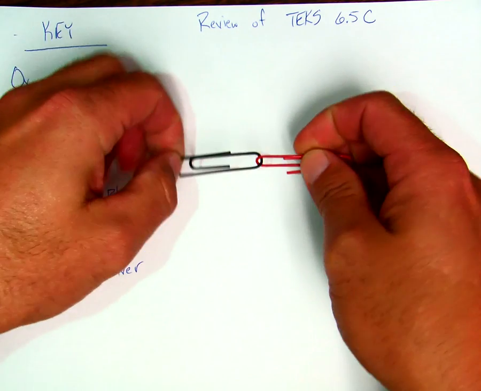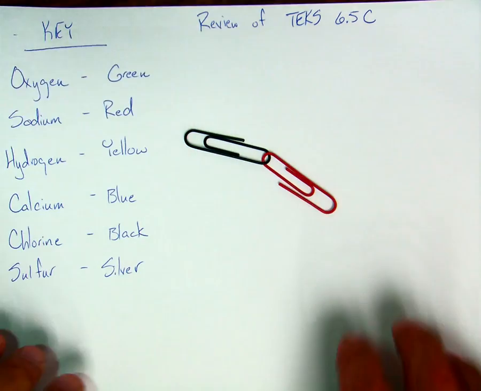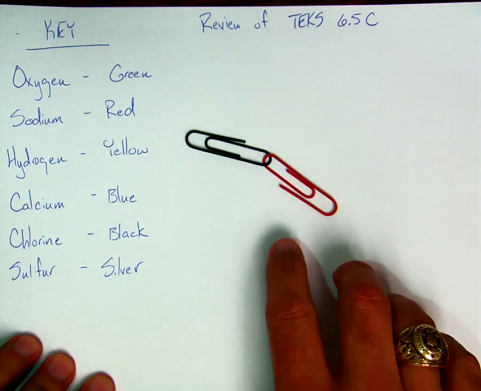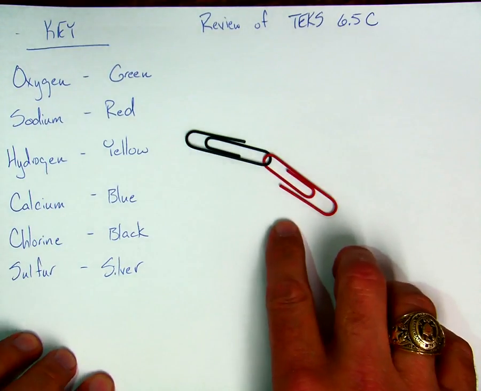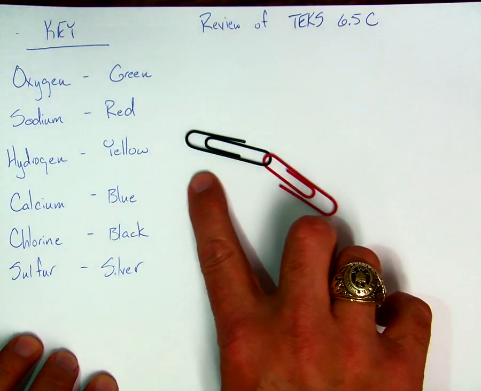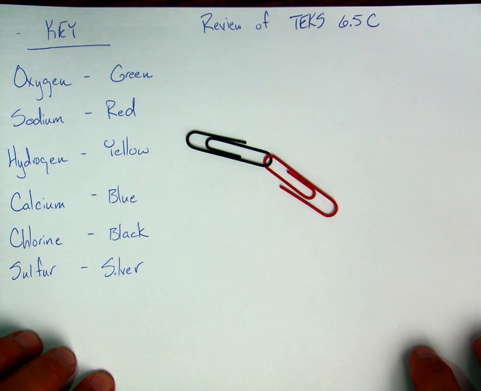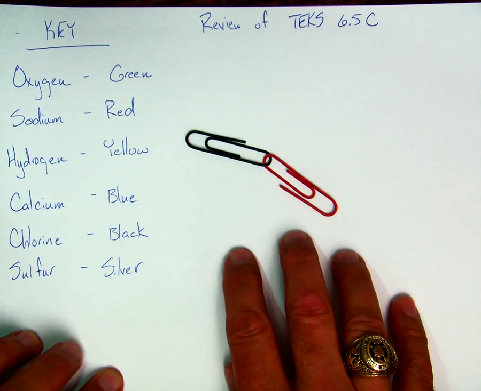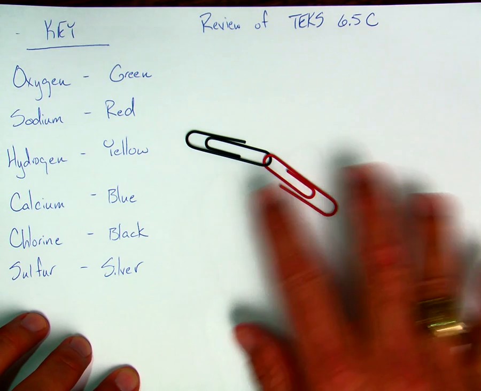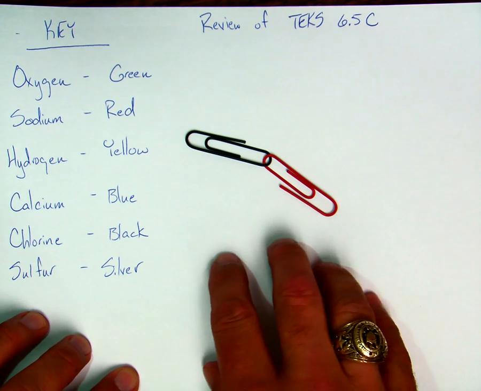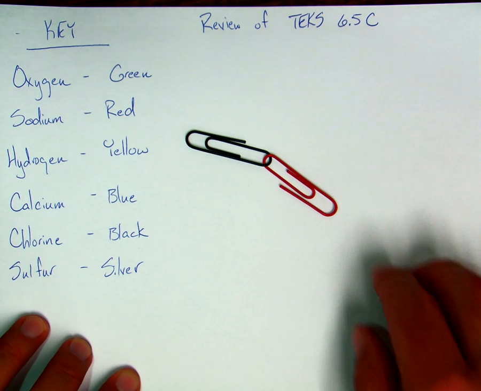And as soon as we slip those two together, we know that they're chemically bonded now. And now we have Na, excuse me, of red, and Cl, which is our black. So we have NaCl, which is commonly known as salt. Once you bond these together, you no longer have a mixture, now you have a compound because you have two different elements bonded together.